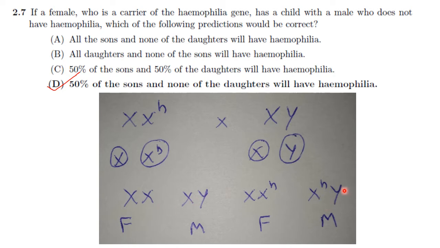So you get two male children, of which half will be hemophilic and half will be non-hemophilic. Similarly, you get two female children, of which half will not have any hemophilia and half will be just carriers but do not express the hemophilic phenotype. So answer is option D, 50% of the sons and none of the daughters will have hemophilia.